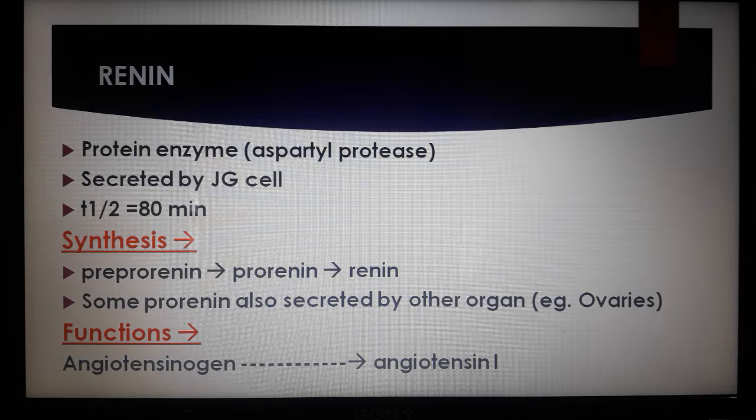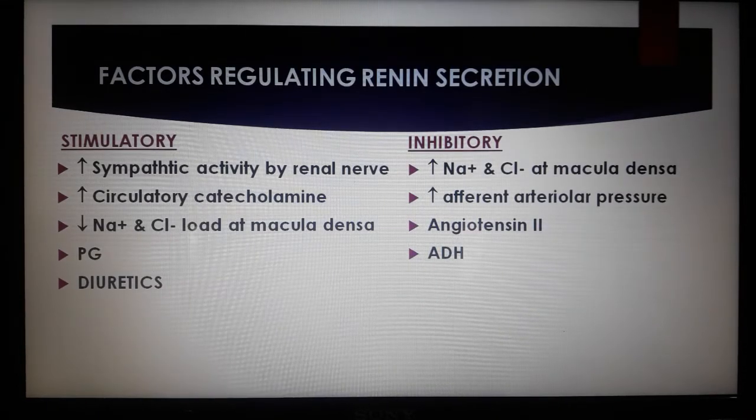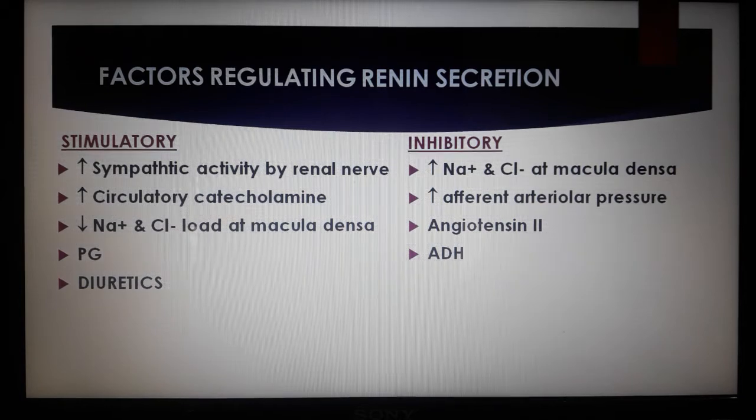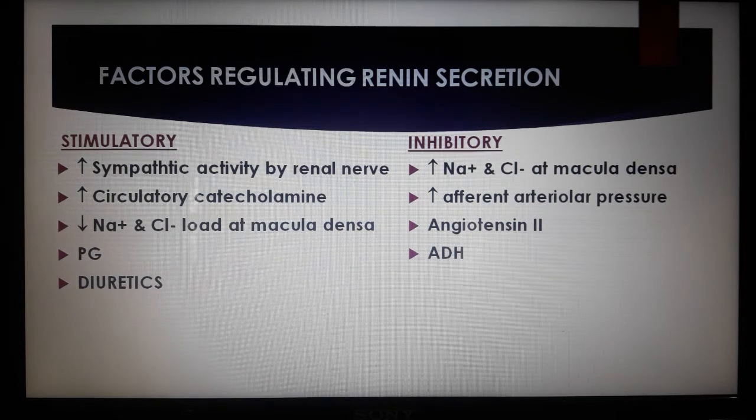Synthesis: it is synthesized from pre-prorenin, a large structure, then prorenin, then renin is formed. Some prorenin is also secreted by other organs like the ovaries. Function: angiotensinogen to angiotensin 1. Factors regulating renin secretion are very important. Stimulatory factor: increased sympathetic activity by the renal nerve. The renal nerve is present at the afferent arteriole and supplies the JG cells, and increased sensitivity of the renal nerve causes increased renin secretion.